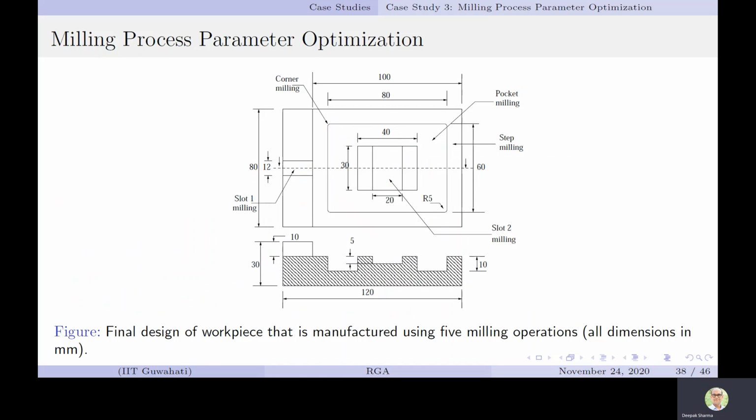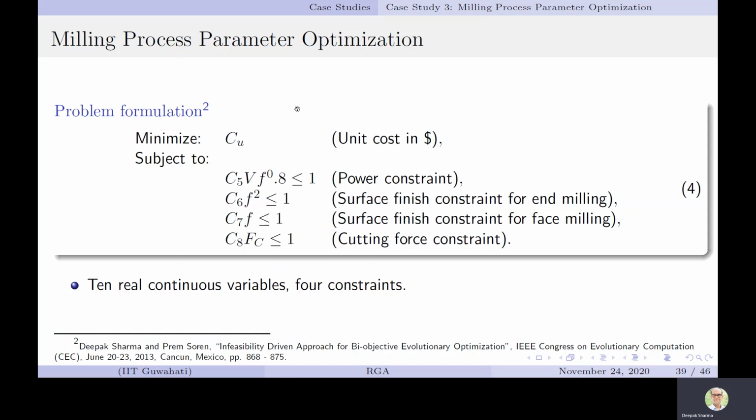Now let me take the last case study, which is a milling process parameter optimization problem. In this case, we have a block of a material, and that block of a material has to be converted into the design which is shown right now. For converting the block of a material into this design, we need 5 milling operations. So the problem is stated as: we want to minimize the cost of the machining, subjected to 4 constraints. We have 10 real variables and 4 constraints for the given problem.